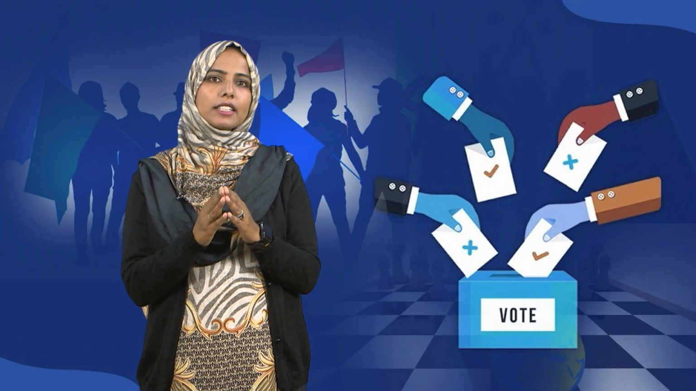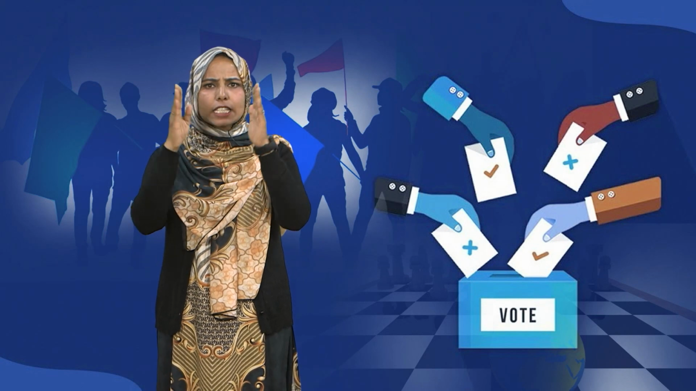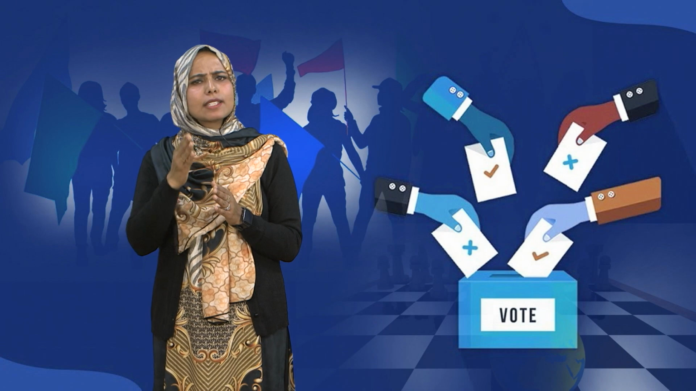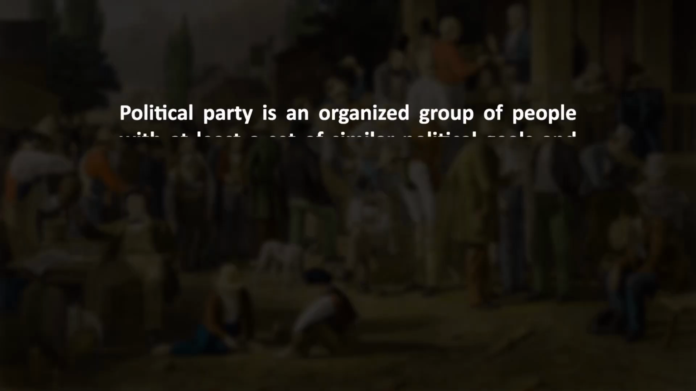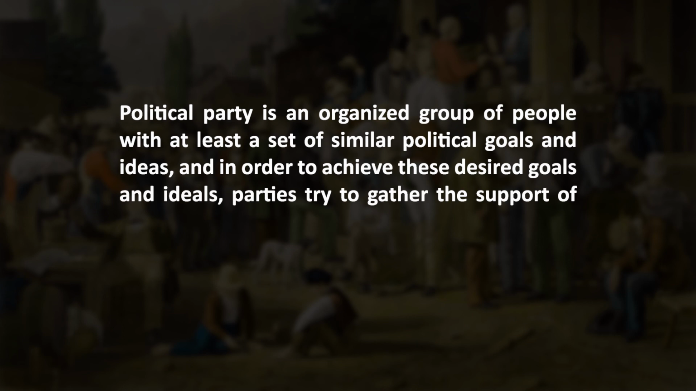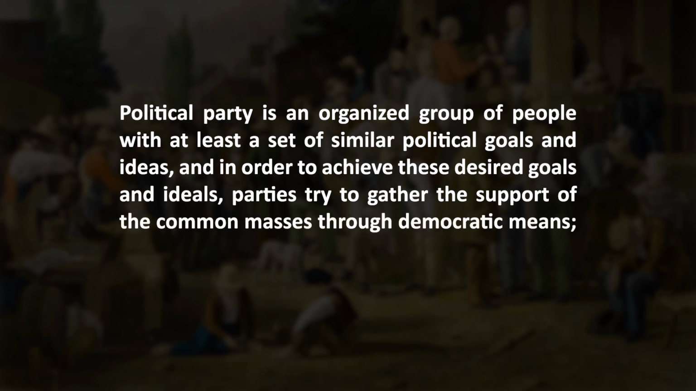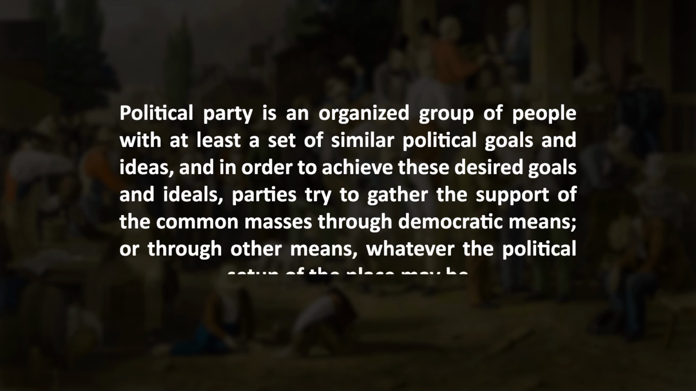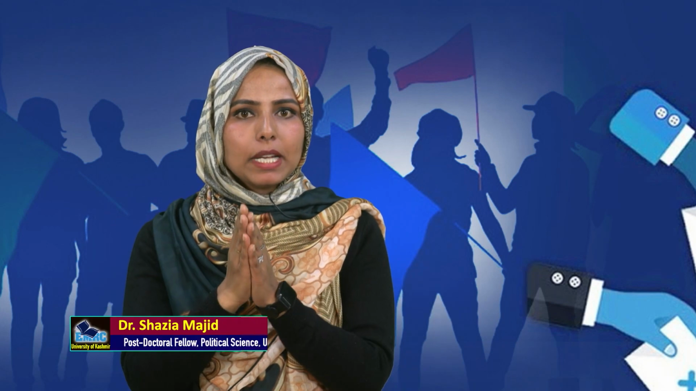Here, it must be emphasized that to be a successful party, its members must generally share the same political views so that they may act as a single political unit. After going through all the definitions of these theorists and thinkers which have been mentioned above, we can simply say that a political party is an organized group of people with at least a set of similar political goals and ideas, and in order to achieve these desired goals and ideals, the party tries to gather the support of common masses through democratic means or through other means, whatever the political setup of the place may be. Their primary objective is to make their own members occupy powerful places as public representatives and ministers in the parliament.